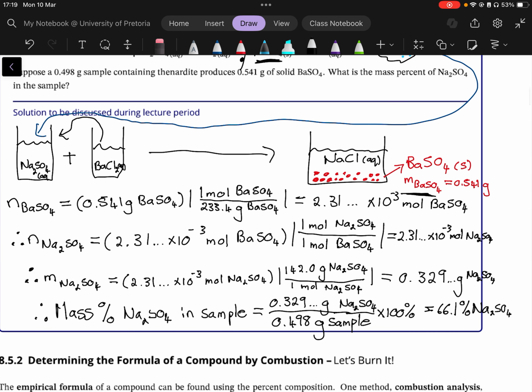Okay. And that's how you solve it. That's also the concept of mass percentage: the mass of whatever you're looking at divided by the total mass of the sample multiplied by 100 gives you 66%. This is a typical example of gravimetric analysis. The most important part for you is to figure out where what goes, like this initial part here, how to draw that. After that, it's relatively straightforward.